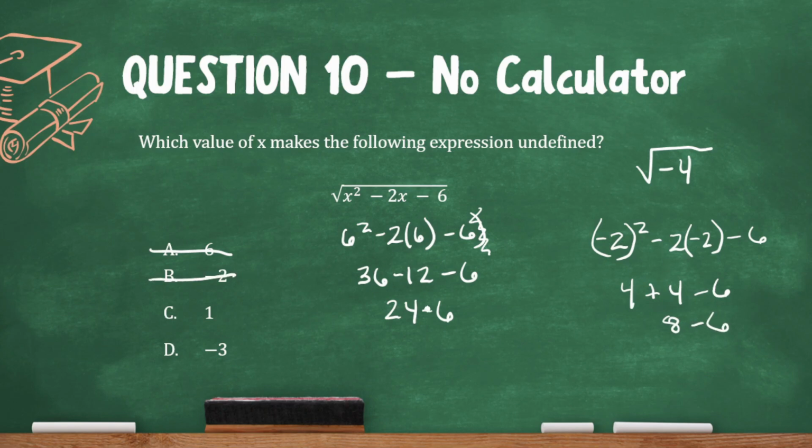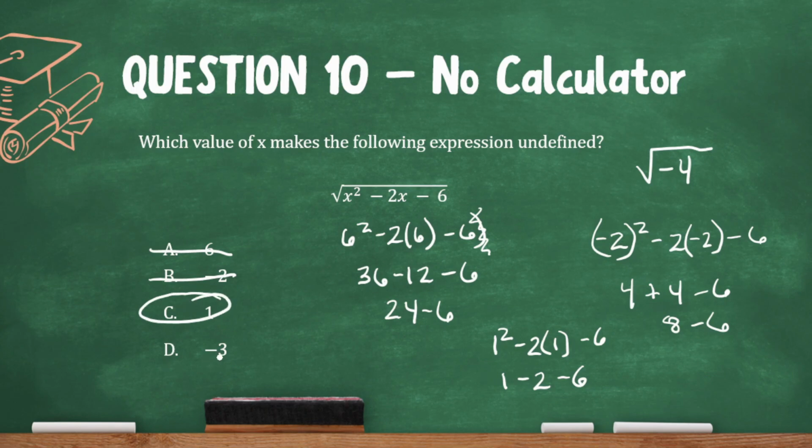All right, let's try C. So 1 squared minus 2 times 1 minus 6. So we've got 1 squared is 1, 2 times 1 is 2, so -2 and minus 6. 1 minus 2 is -1, minus 6 is -7, so that does give us a negative value.